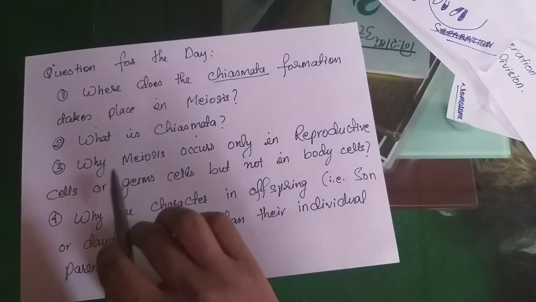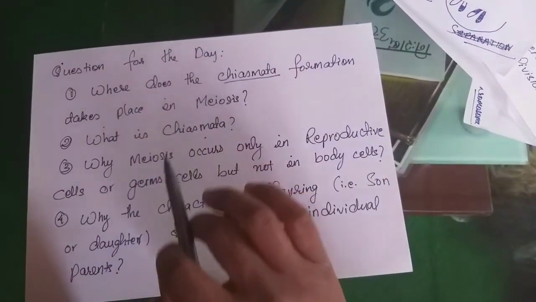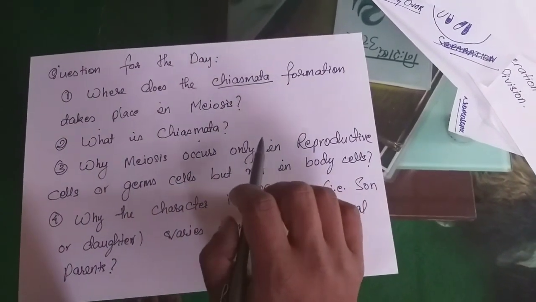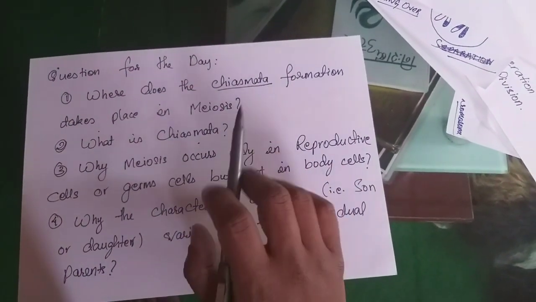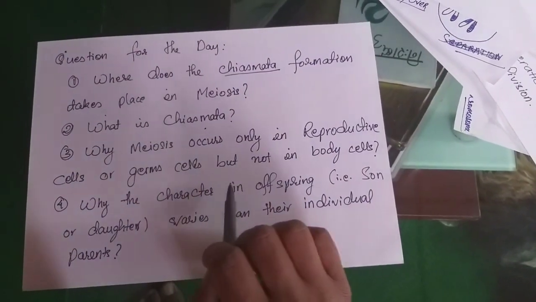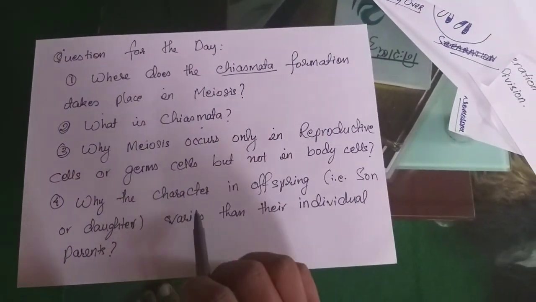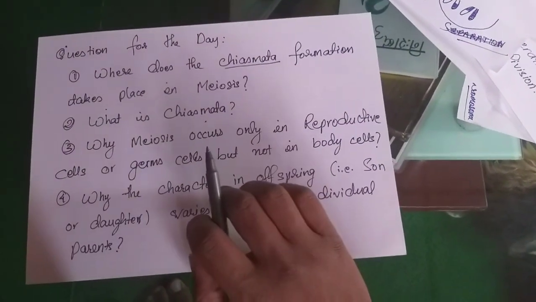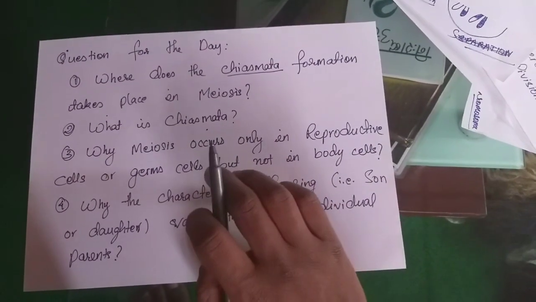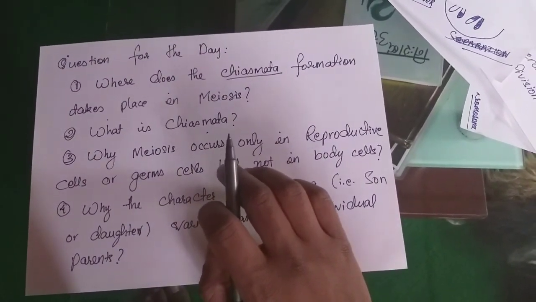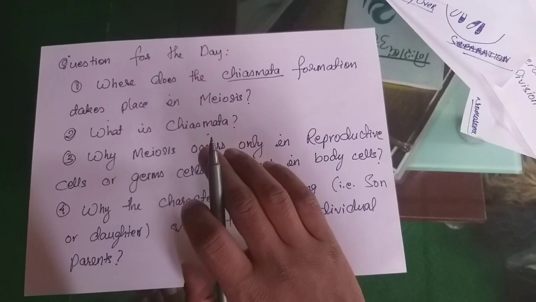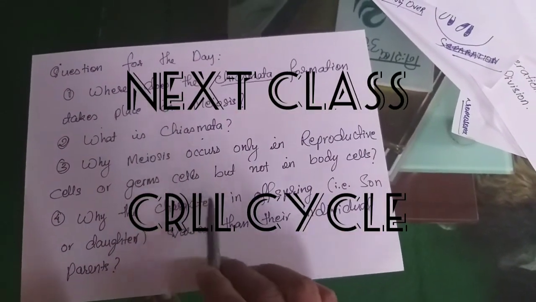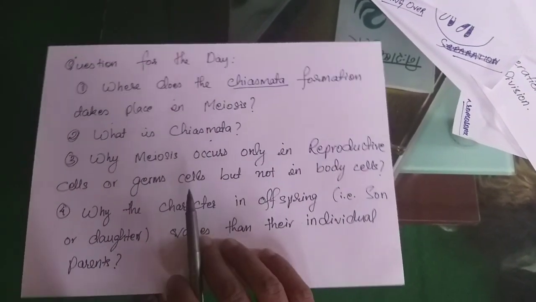Number three is, why does meiosis occur only in reproductive cells or germ cells but not in body cells? I have already explained, you just need to write the answer. Number four, why does the character in offspring, that is son or daughter, vary from their individual parents? We cannot be completely like our father or completely like our mother. Some characters come from the father and some from the mother. So you need to write down why the character in offspring varies from their individual parents.